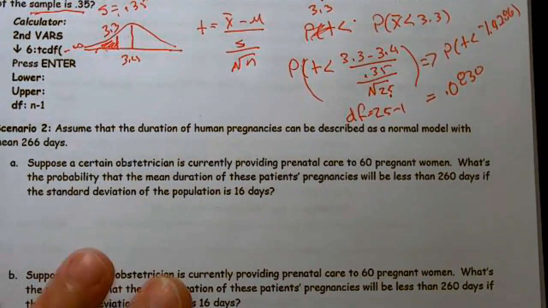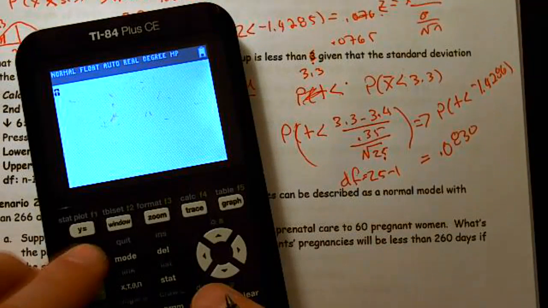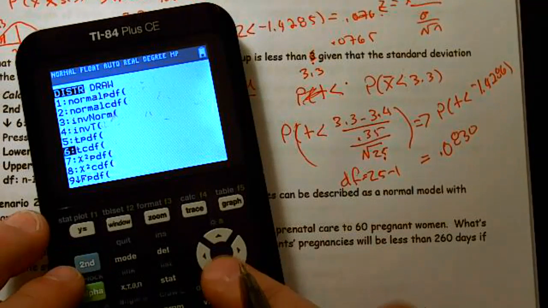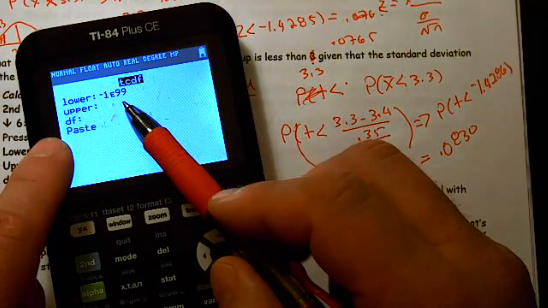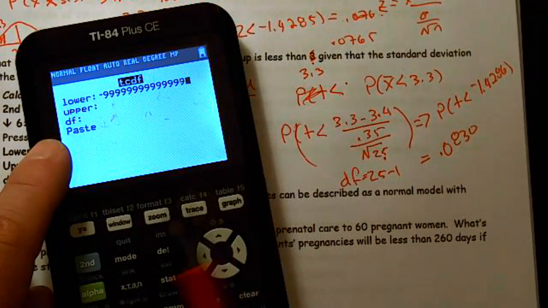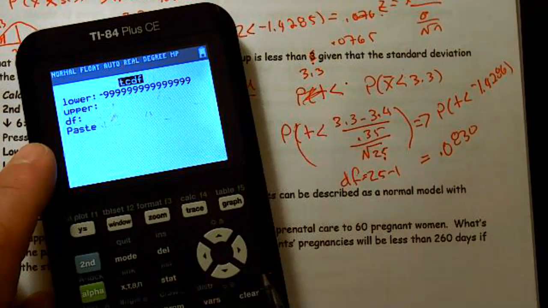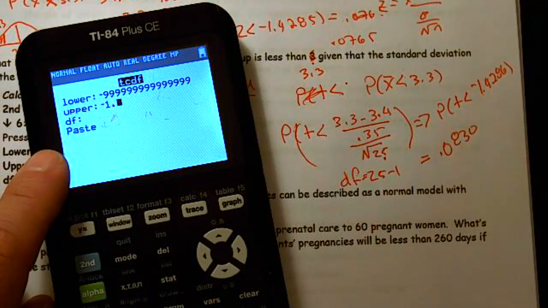Let's do one other thing with that. Now, I did that with the t-test. I could have gone second vars, tcdf. And you do need to know this. This goes to negative infinity, so I can go negative and type in a bunch of 9s. The upper part of my shading would be negative 1.4286. And my degrees of freedom happens to be 24.